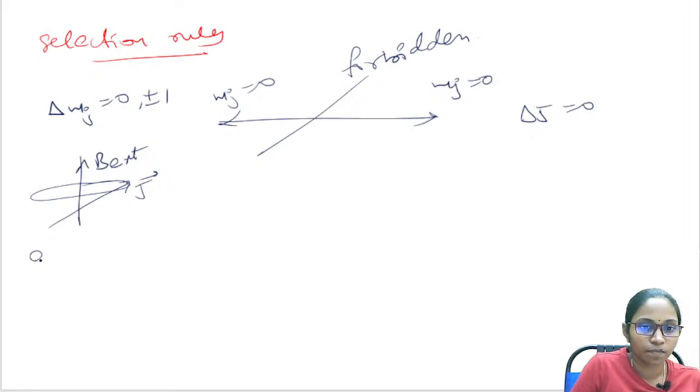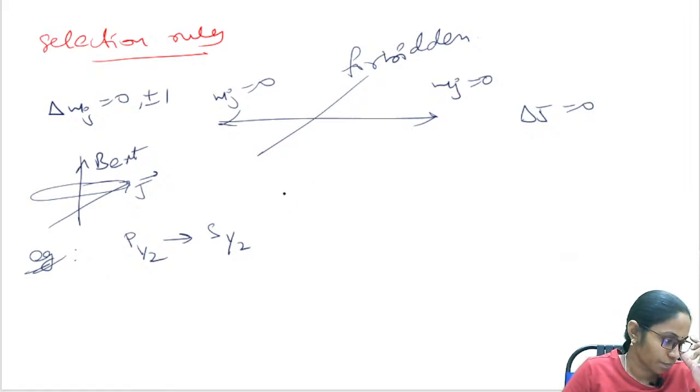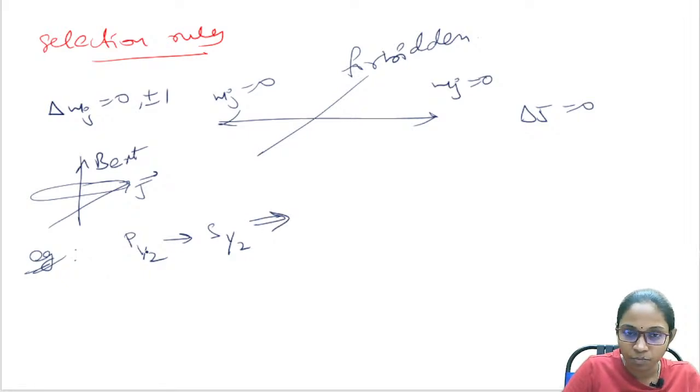Example is P 1 by 2 transition to S 1 by 2 transition. Okay, you just find out the number of transitions from P to S.